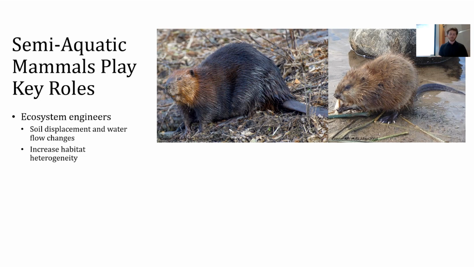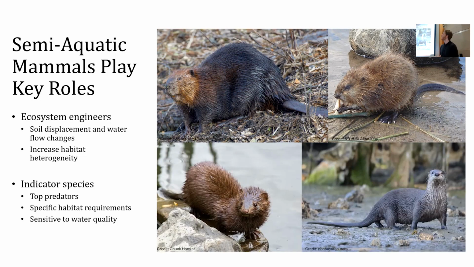heterogeneity through their foraging. You also have the American mink, on the bottom left, and the river otter on the right. And these are the top predators in these systems. And as such, they're usually sensitive to water quality and require specific habitat requirements. Therefore, their presence is often associated with some indicator of the overall health of that habitat.